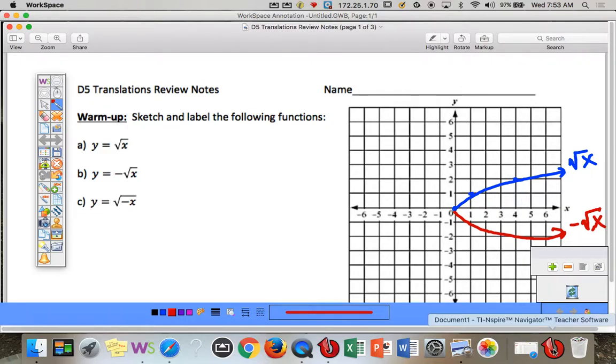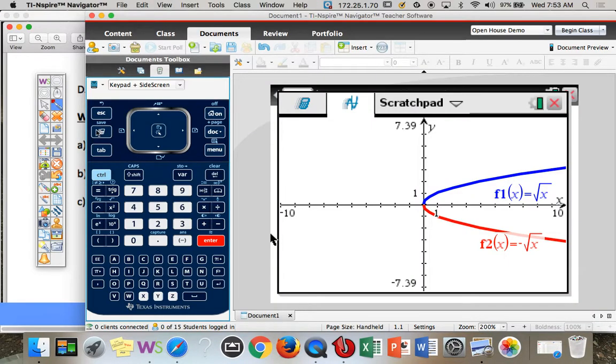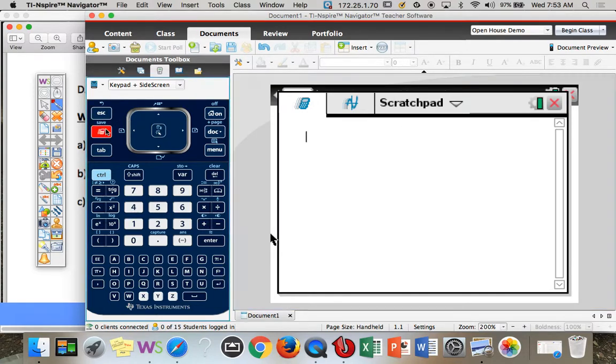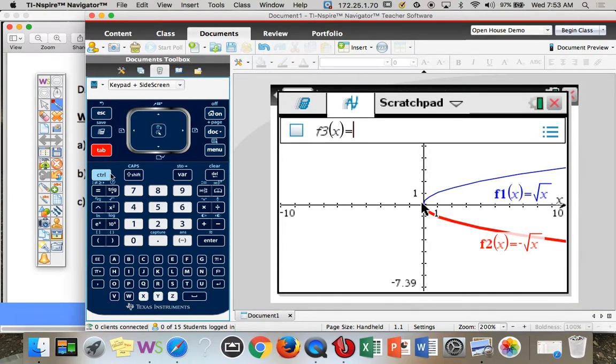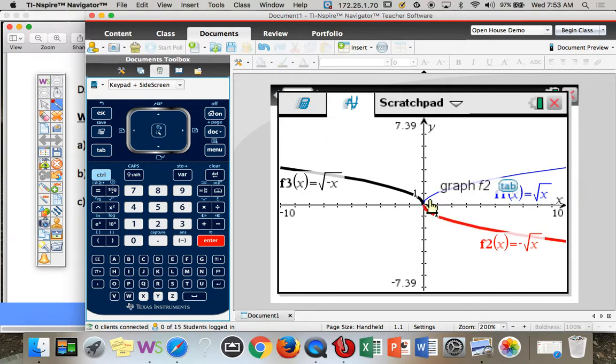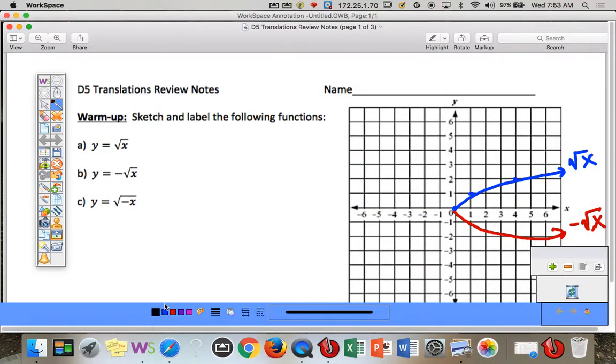And let's graph the last one, where it's the square root of negative x. Again, if you forget what it looks like, I'm going to hit tab and do the square root of negative x. And we can see that this one flips over the y-axis. So we'll graph that over here. So this is what we looked at yesterday, how you graph a function where the negative's in a different spot.